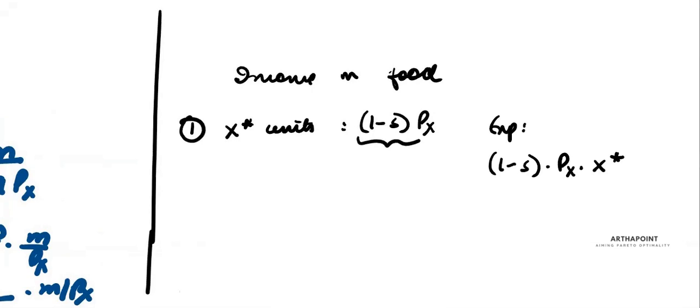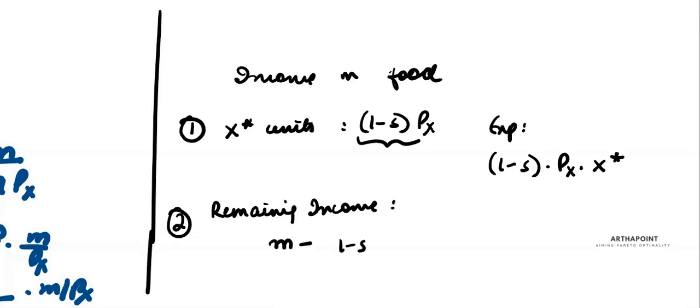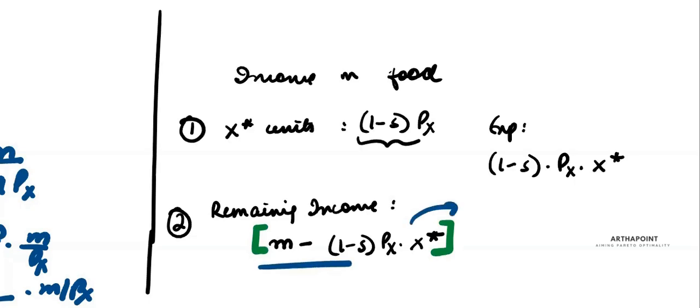And then from the remaining income that he has, what is his remaining income? Income minus the income that he has already spent, because he's spending all his remaining income on only good X. So whatever his remaining income is, he will divide that by PX. And that will give him the final amount.